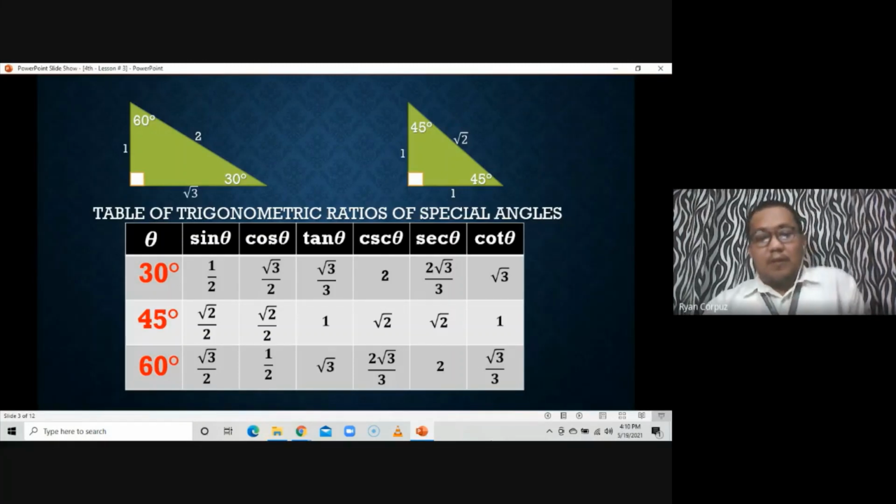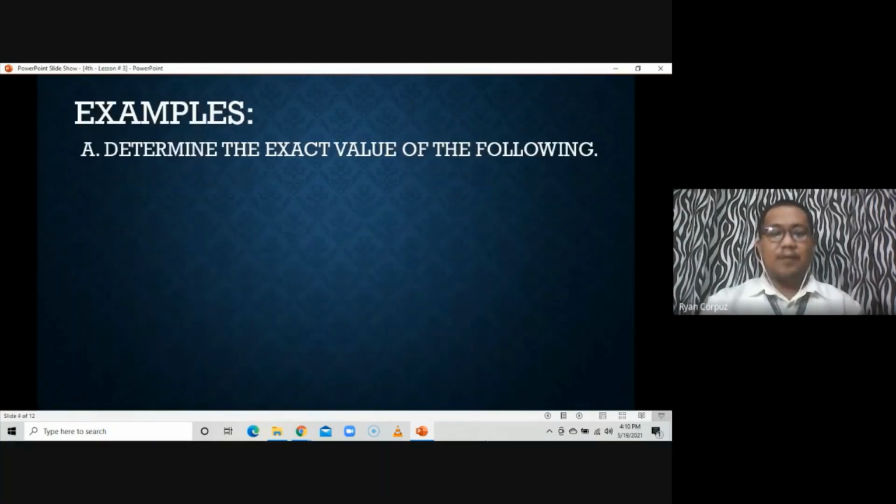So once you see these three special angles together with any of the 6 trigonometric functions, you just have to look at the table of trigonometric ratios of special angles, and you already know the value of the trigonometric function with the measurement of the angle, which is what we call the special angles. So how do we use that? Let's apply that through examples, so that we can understand.